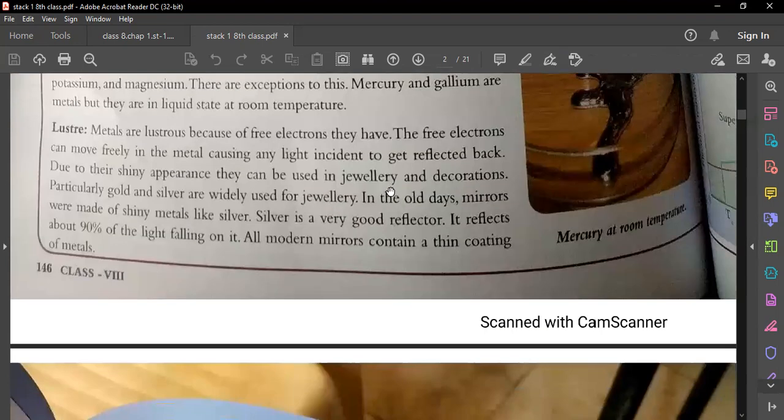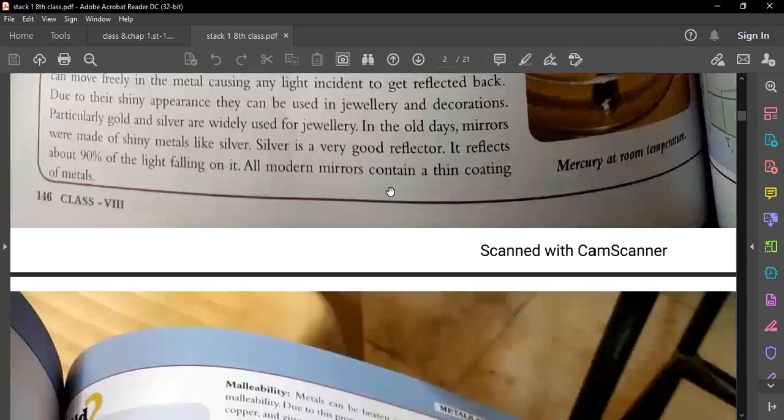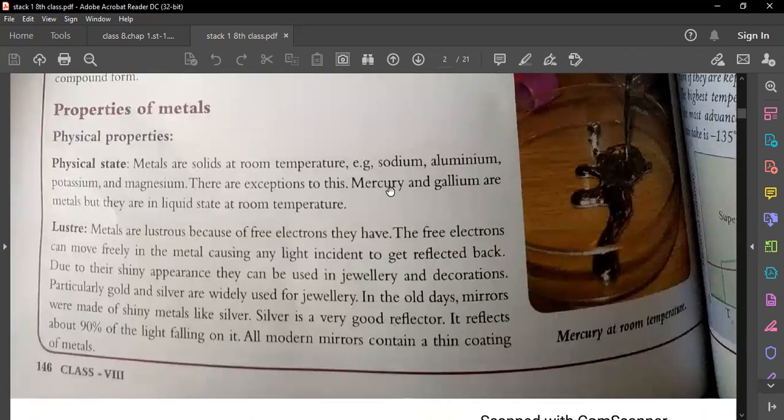Sir, can you please share this PDF in the group? I'll check it.